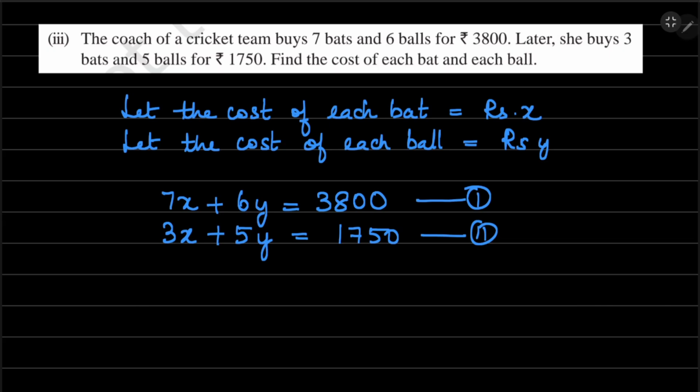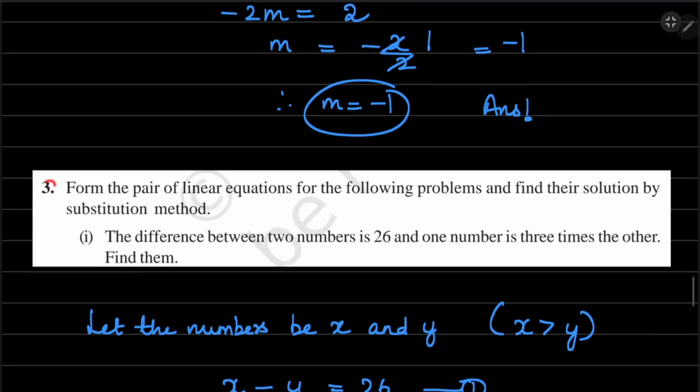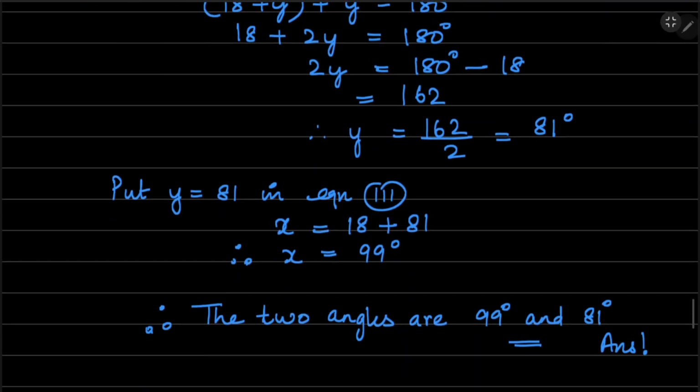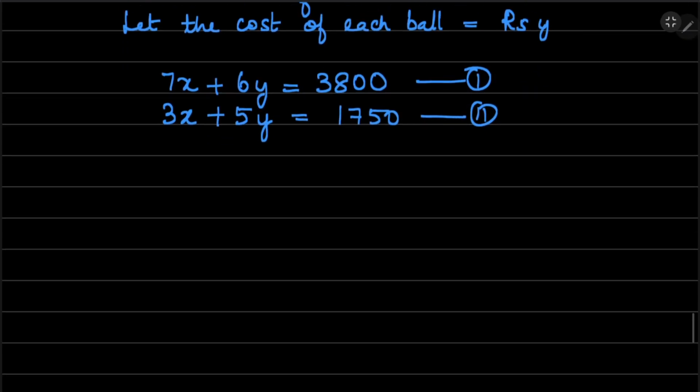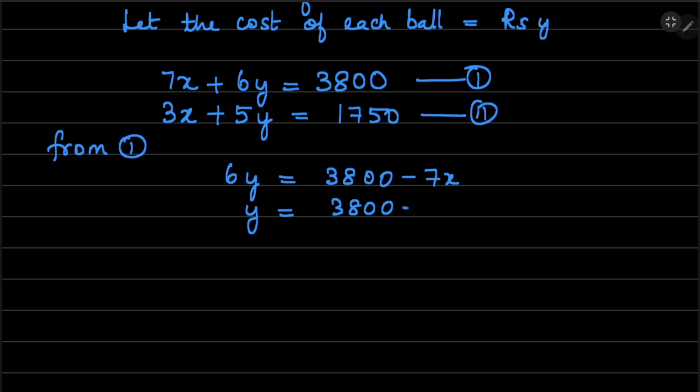Now this is a subdivision under the main question. This is the third question, right? Only using the substitution method. So all the word problems here we will be using only the substitution method. From equation 1, we can write x in terms of y or y in terms of x. Let's write 6y equal to 3800 minus 7x. Here I am going to express y in terms of x. Anything is fine, right? So y is equal to 3800 minus 7x whole divided by 6. So this is your equation 3.